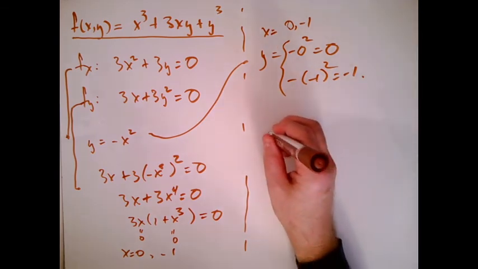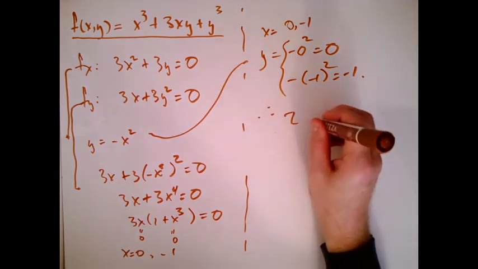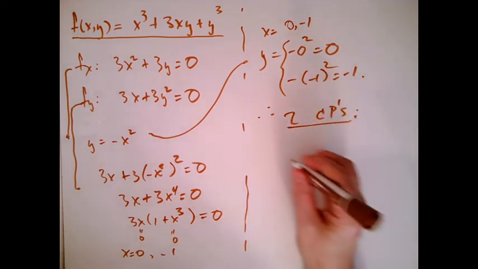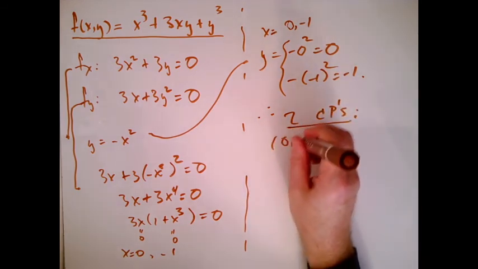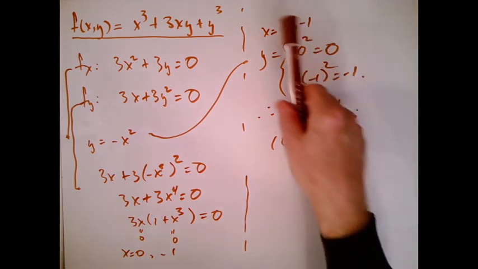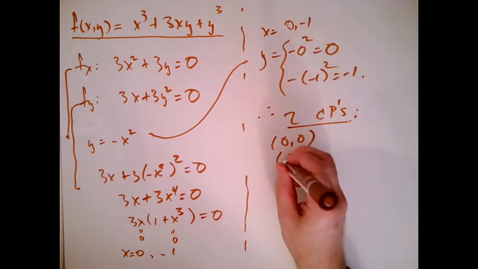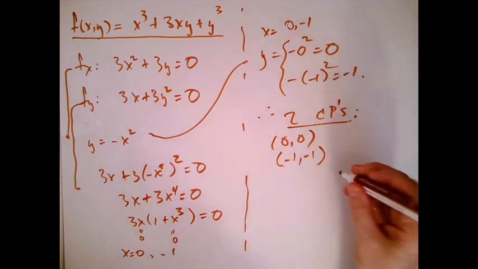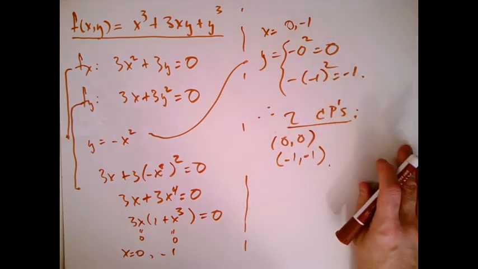There are two critical points. And I'm just going to say CPs for critical points. The first one is just 0, 0, because the y value is 0 when x is 0. The second one is minus 1, minus 1, because the y coordinate was minus 1 when x is minus 1. So there are two critical points that we're going to actually have to try to use the second derivative test on.